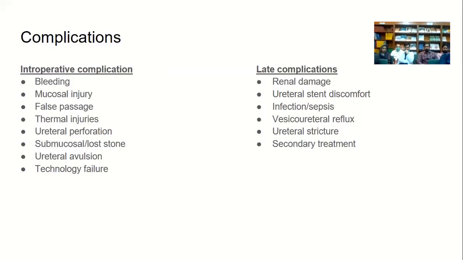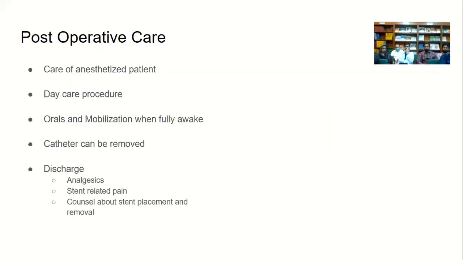Then there are certain late complications such as renal damage, ureteral stent discomfort, which is usually treated with alpha blockers. There is chance of infection and sepsis. There is also sometimes temporary VUR after performing URS. Then there is chance of ureteral strictures, and we may need a second surgery sometimes.